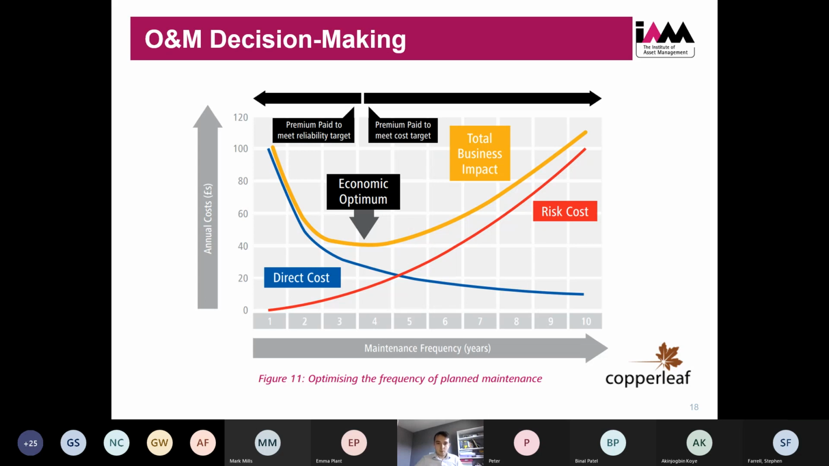So the economic optimal point of a single asset is the point where the total business impact, the sum of both the blue and the red lines, which is shown by the yellow line, is at a minimum, at the lowest point.